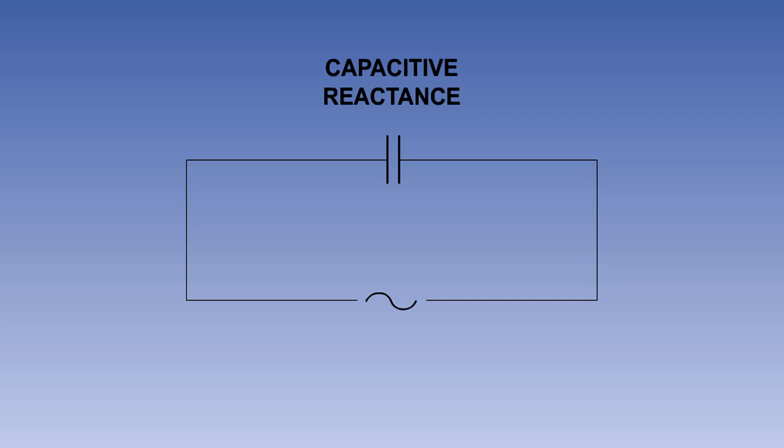The opposition to current flow in a circuit containing capacitance is called capacitive reactance. As in the inductive circuit, the amount of reactance is dependent upon frequency and the capacitance in farads. Capacitive reactance is measured in ohms and is given the symbol XC. It can be calculated by using the formula XC equals 1 over 2 pi FC.